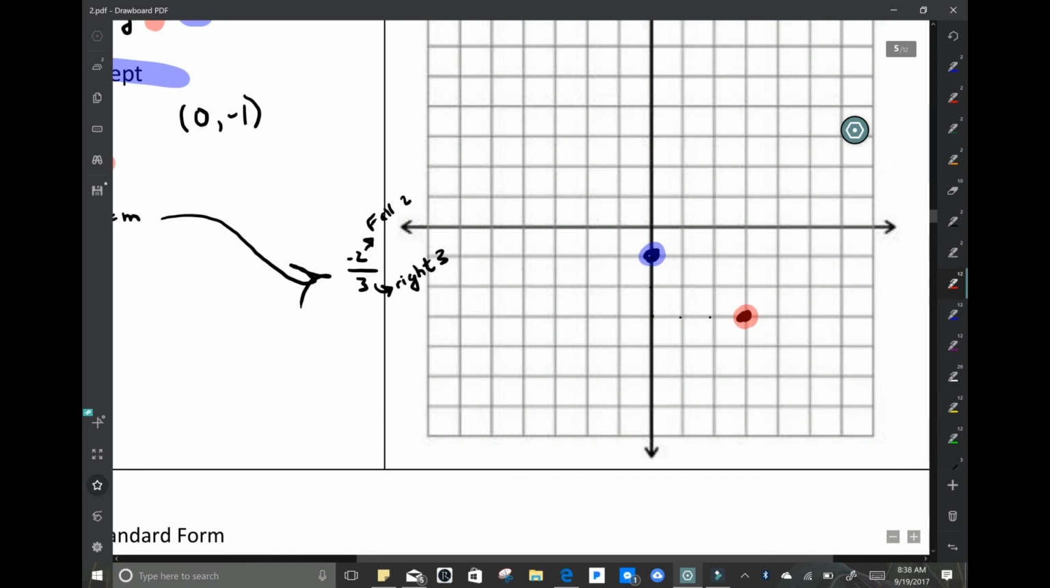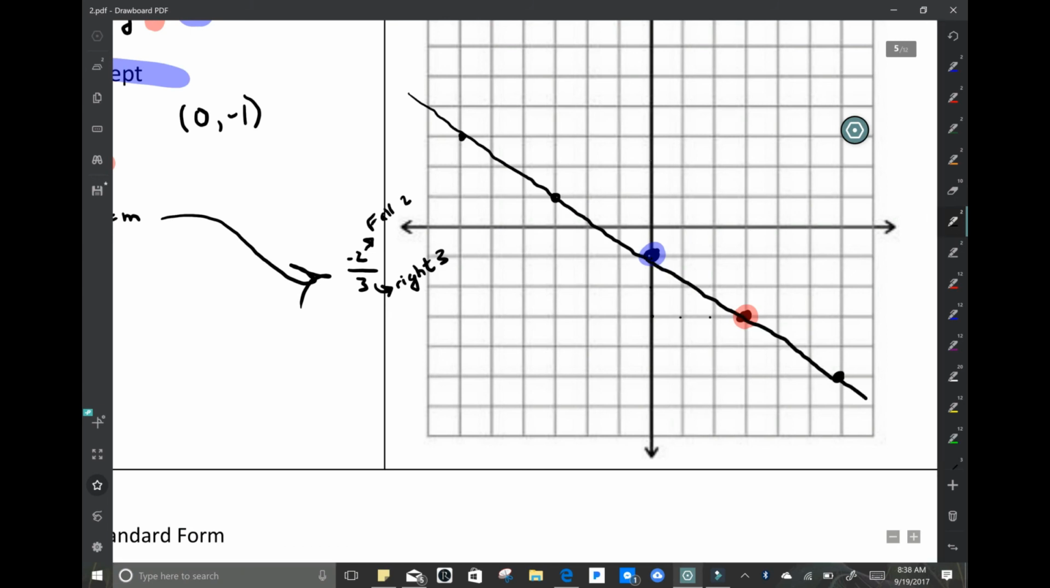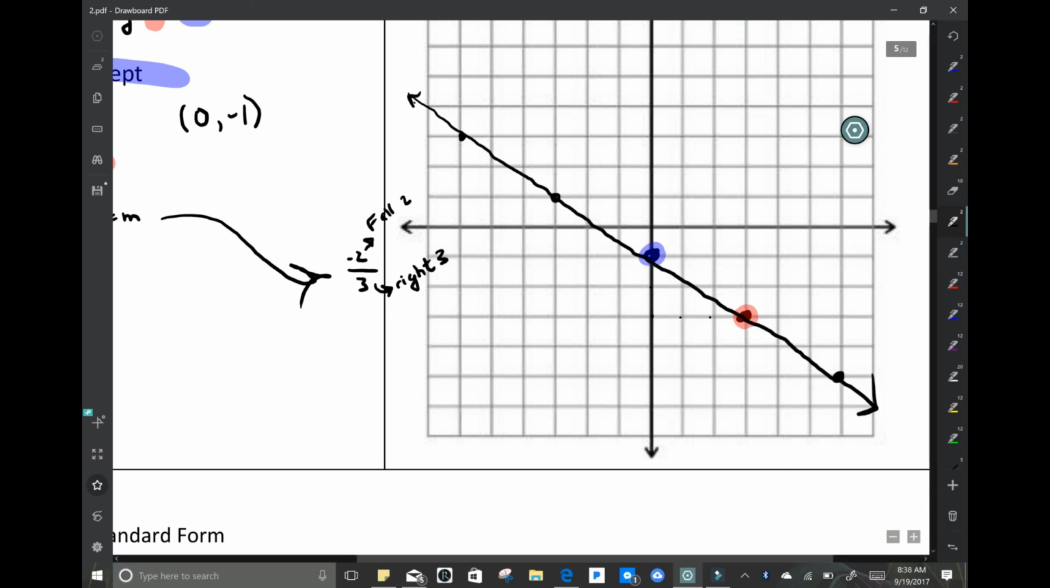You could do that a few times to get yourself a nice idea, and you can go in the opposite direction, keep in mind. So up 2 and left 3, but it should be a pretty straight line when you're through with it. I'm going to do my best to make a straight line here. Connect the dots, and that's okay. You do have rulers, but that's the line.